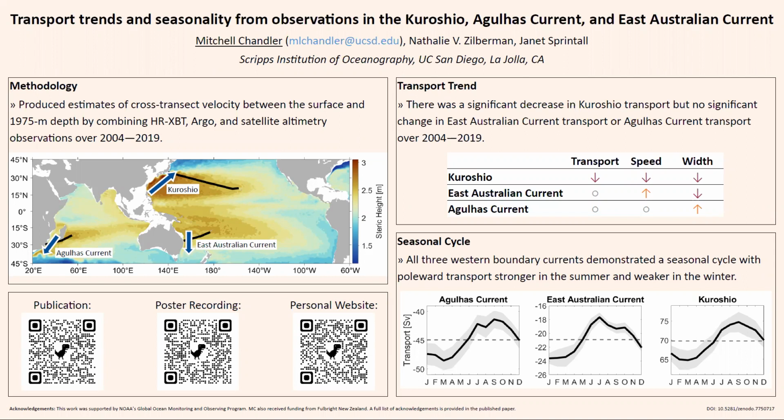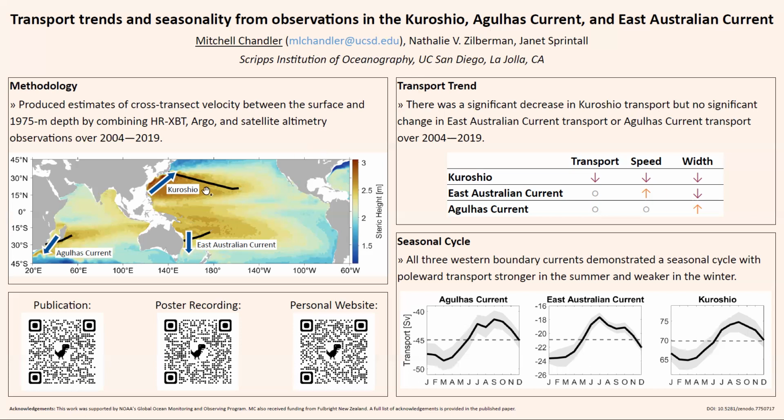So in this work, I combine sustained ocean observations from HRXBT transects, satellite altimetry, Argo profiles, and Argo subsurface trajectories to produce monthly resolution estimates of cross-transect absolute geostrophic velocity between the surface and almost 2,000 meters depth over the period 2004 through to 2019.